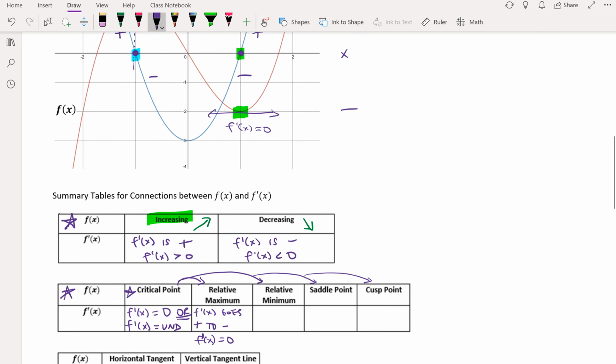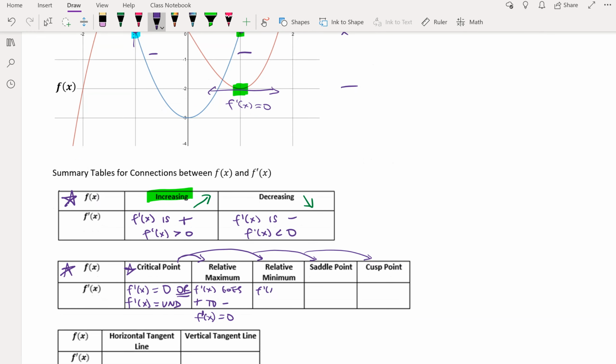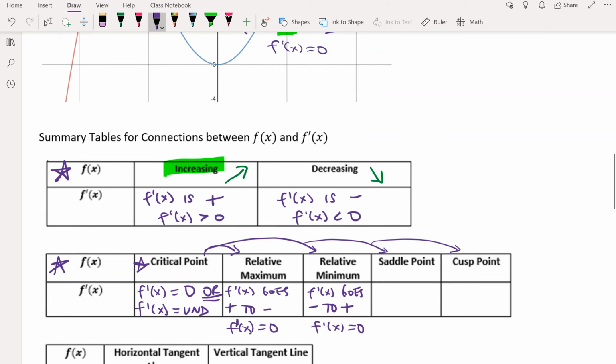So we're going to go down here and write f prime of x goes negative to positive, and f prime of x equals 0. That's true for minimums on f, if f has a minimum. Okay, saddle points, and actually let me draw a maximum. It looks like this, right? We all know that. This is the max. Minimum looks like this. Saddle points look like this.